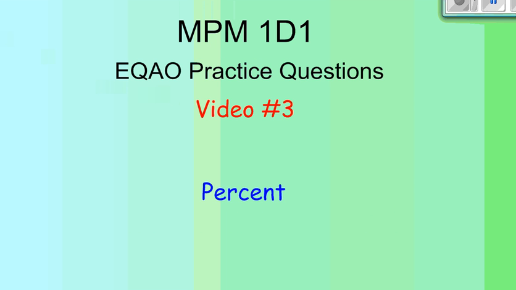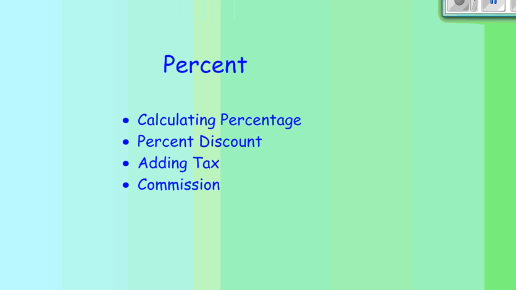This video is for grade 9 academic students who are reviewing for the EQAO and want a bit more practice. It's video number 3 and this video is about percent. In this video we're going to look at questions that involve calculating percentage, percentage discount, adding tax, and commission.